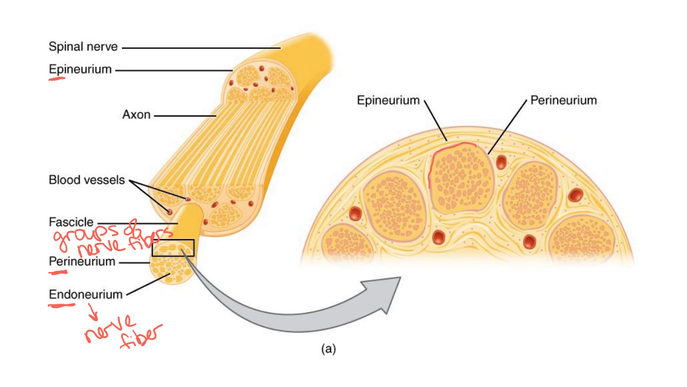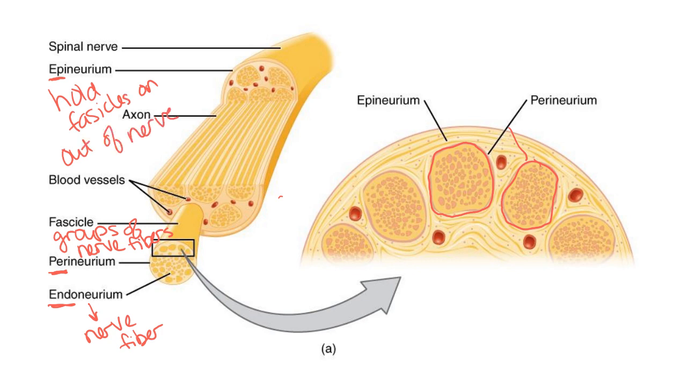You can also see that in this enlarged picture here, perineurium wrapping around the fascicles, holding those groups of nerve fibers together. And then the epineurium is going to wrap around the whole nerve. It's going to hold the fascicles together, and it's going to surround the whole nerve. So it's going to be on the outside of the entire nerve, wrapping around the whole thing.